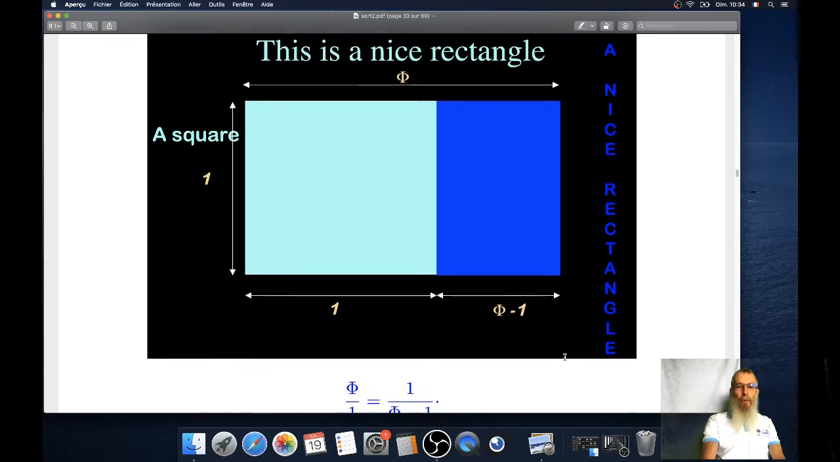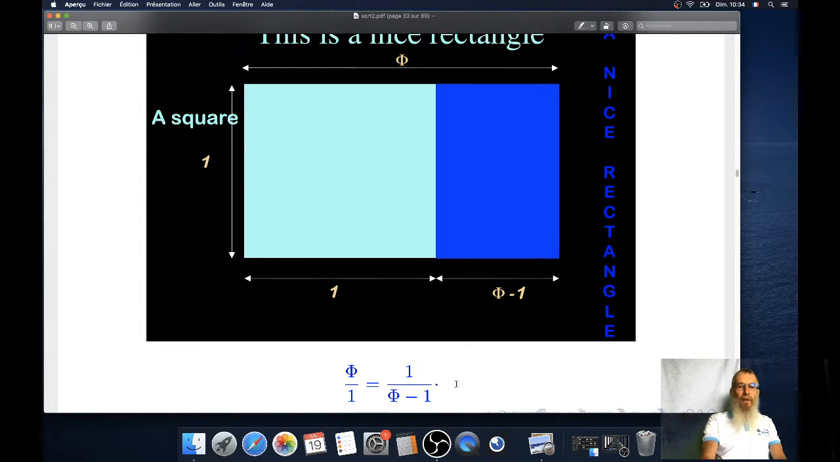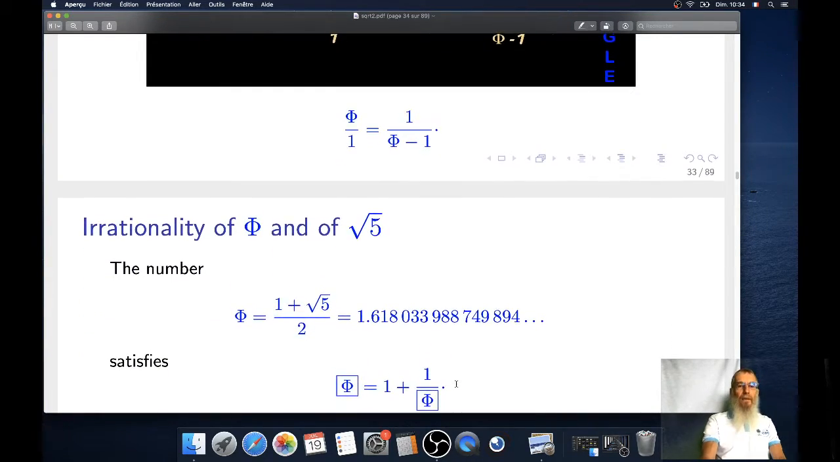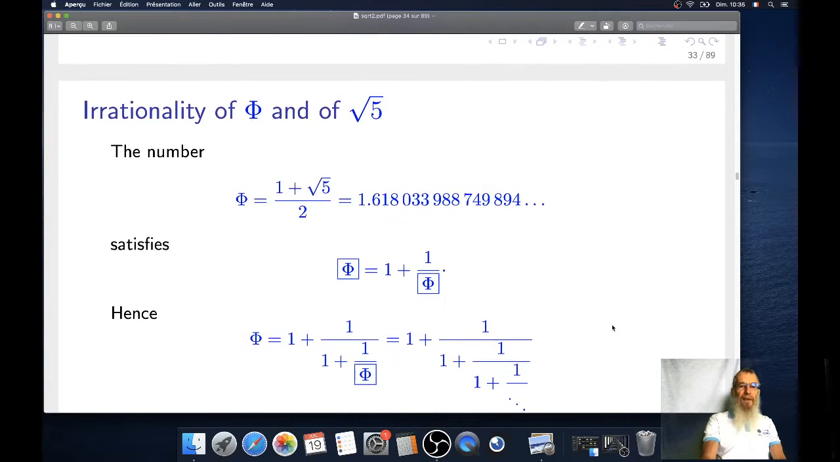Now the proportion of the small rectangle is 1 divided by phi minus 1. The proportion of the large one is phi, and so the equation is phi equals 1 over phi minus 1, which gives the value of phi, and this is the golden ratio. It is 1 plus square root of 5, divided by 2. So a nice rectangle is a rectangle which has the proportion, the golden ratio, 1 plus square root of 5 divided by 2.